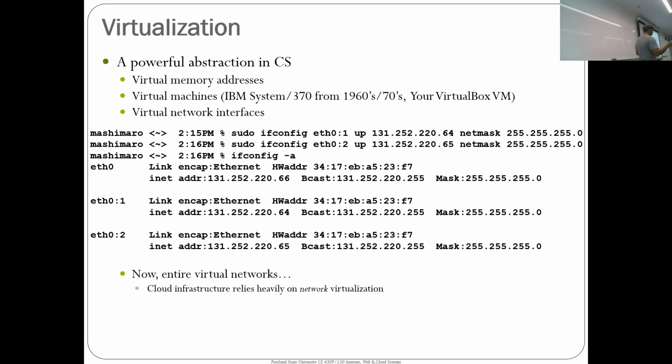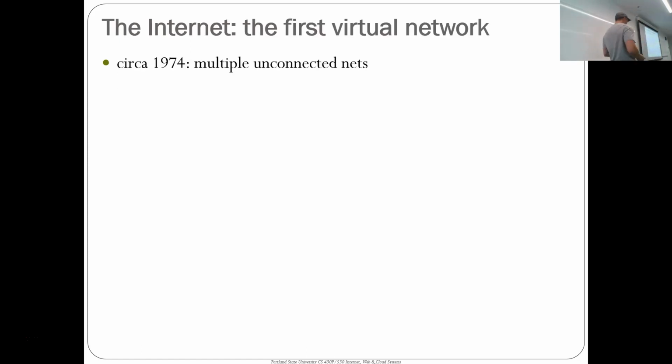Okay, but now we care about virtual networks. So one of the most powerful abstractions that you can use is to set up entire networks that are virtual, that are multiplexed on top of something physical. And you could be all sharing the same physical network, but you could have your own virtual topologies on top of it. So that is the magic that the cloud is trying to bring you. So the cloud infrastructure in particular is going to rely on network virtualization heavily. And before I talk about how the cloud does it, I want to talk about the internet, and we've been talking about the internet, but I want to talk about how it first came about.